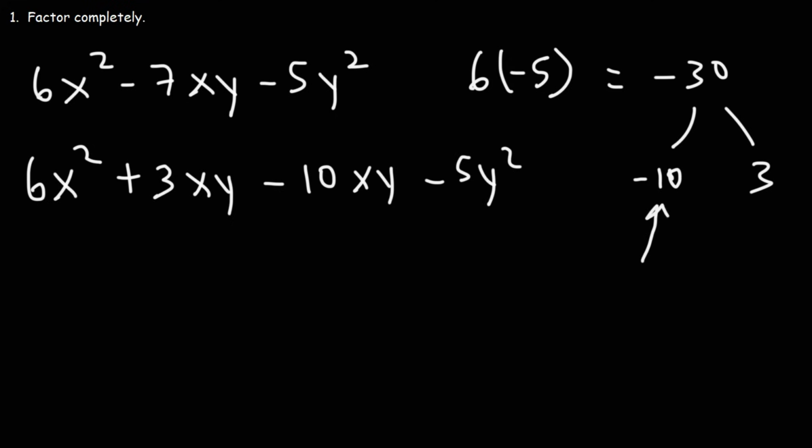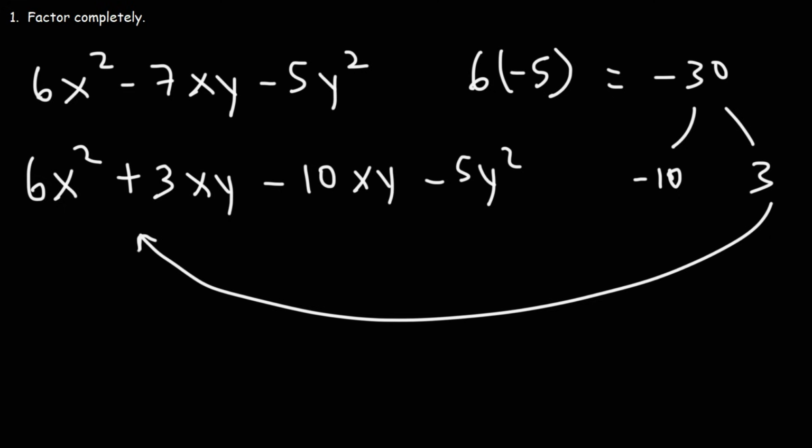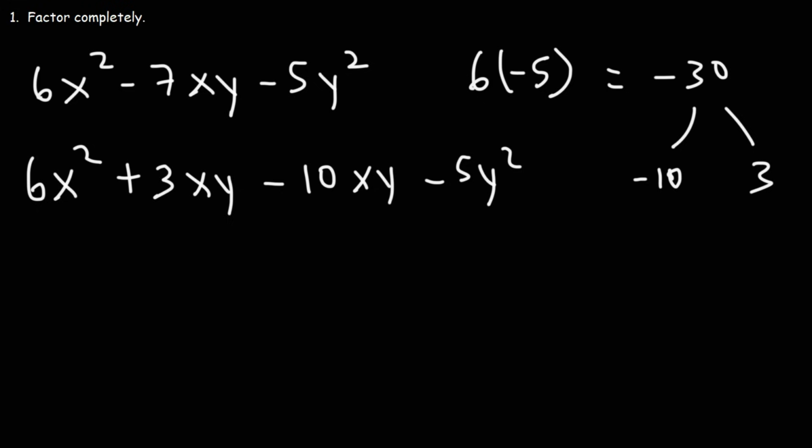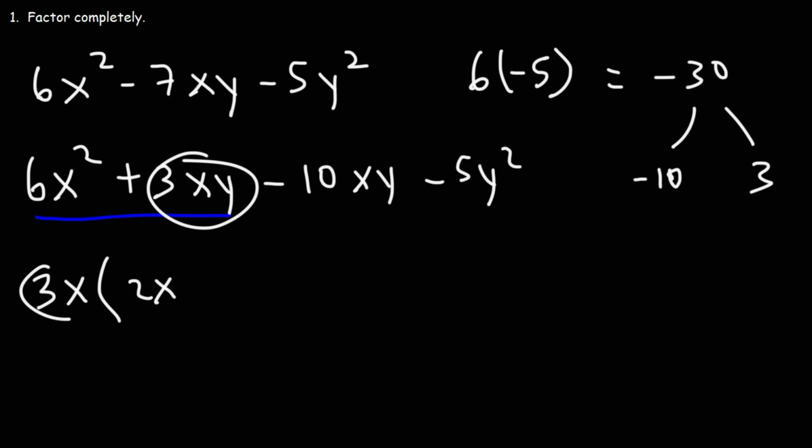I decided not to write this first because 10 and 5, they both contain a nice number, 5. They're both multiples of 5. I wanted to put the 3 next to 6 because 6 and 3, they're both multiples of 3. Because at this point, we need to factor by grouping. So in the first two terms, it's easy to take out the GCF, which is 3x. 6x squared divided by 3x is 2x. 3xy divided by 3x is simply y.